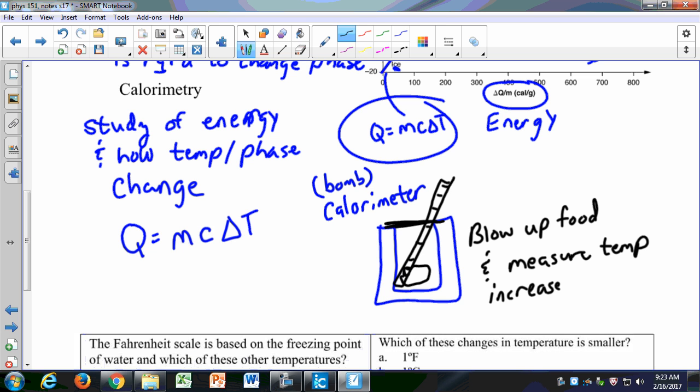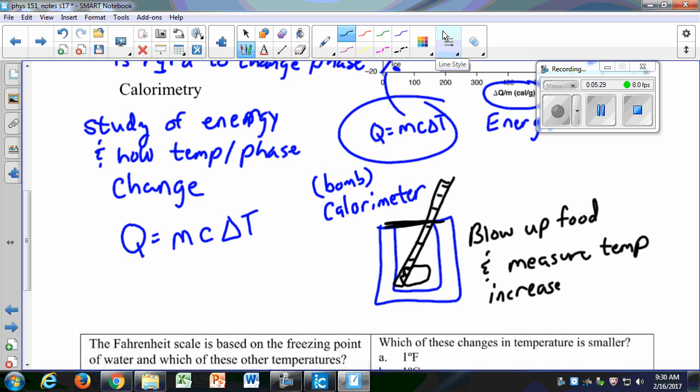There are other ways to figure out the specific heat that are just different. So let's listen to this clip. You need to have sort of a basic idea of how this calorimetry can be used to determine the content of energy in foodstuffs.